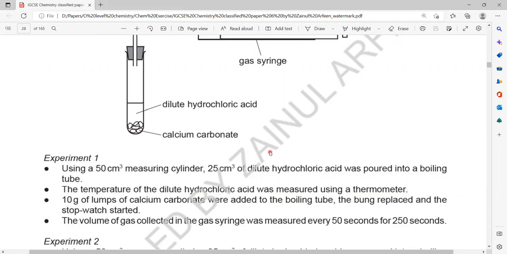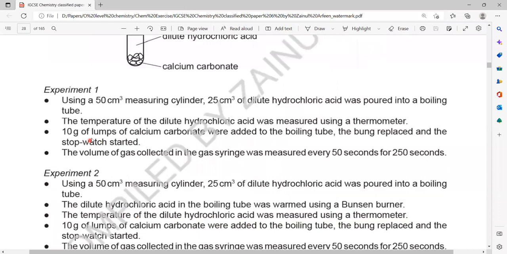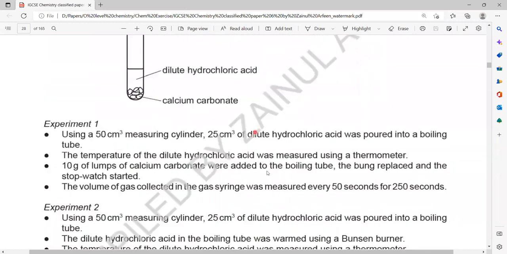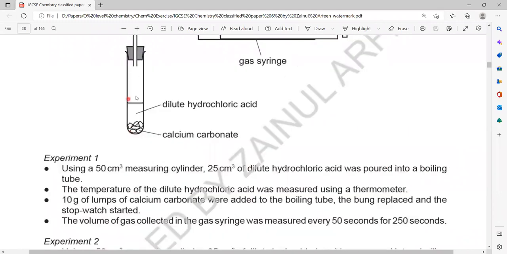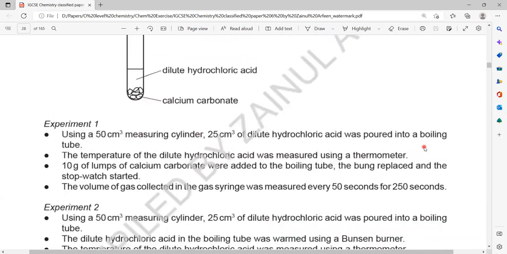The temperature of the dilute hydrochloric acid was measured using a thermometer. 10 grams of a lump of calcium carbonate were added to the boiling tube. The bung was placed and the stopwatch was started. The volume of gas in the gas syringe was measured every 50 seconds for 250 seconds. After every 50 seconds, we record the volume of gas given off.